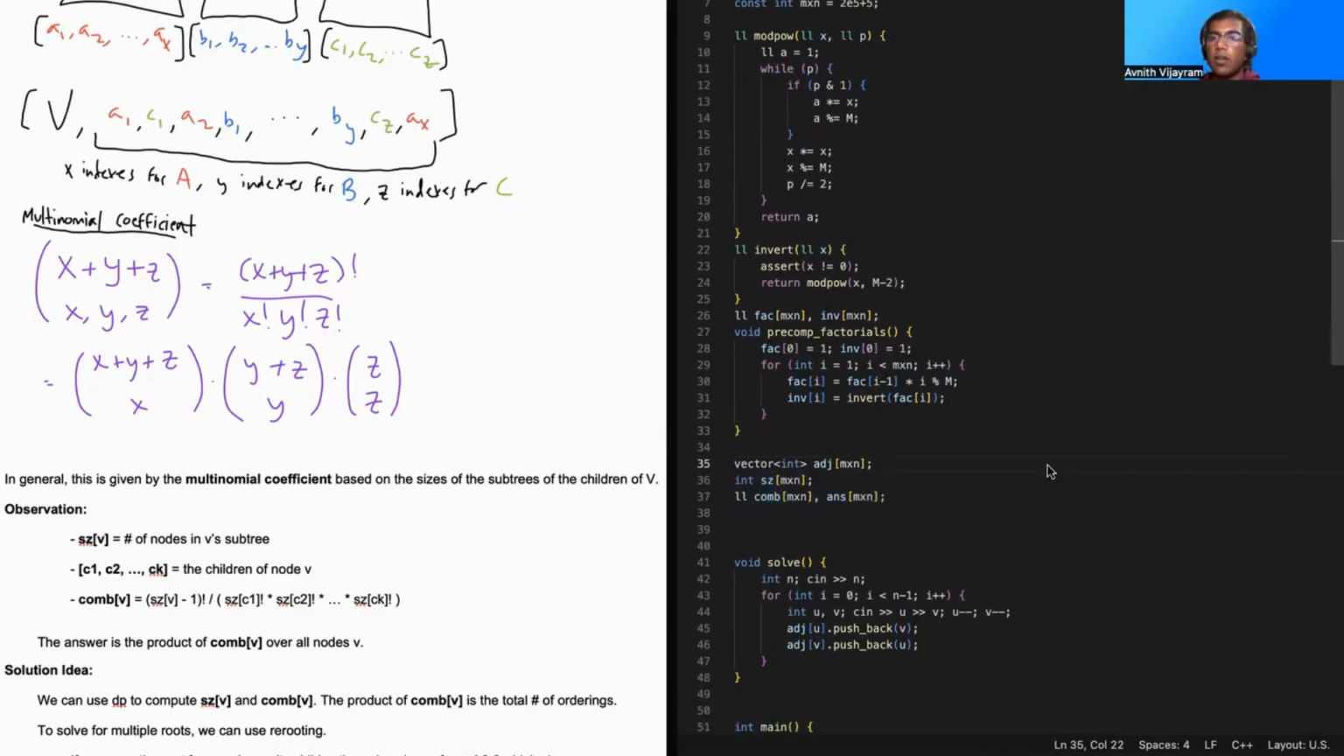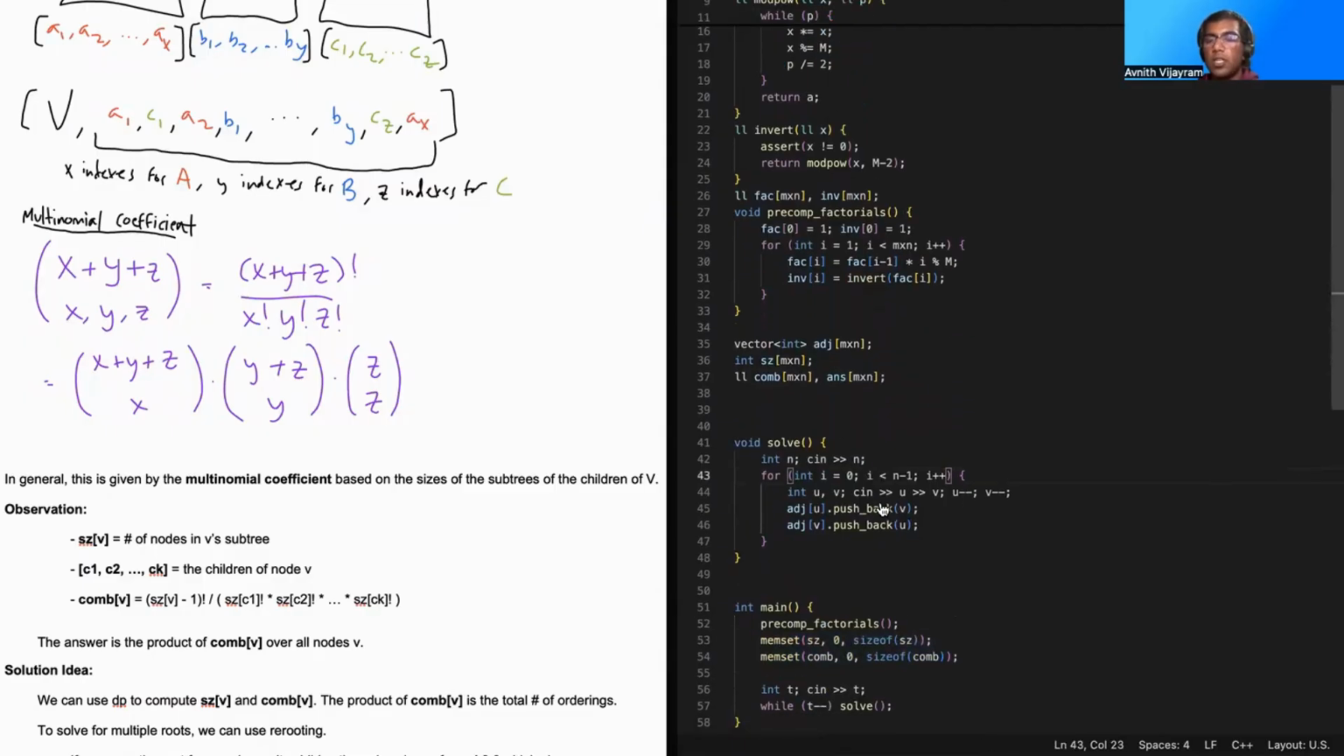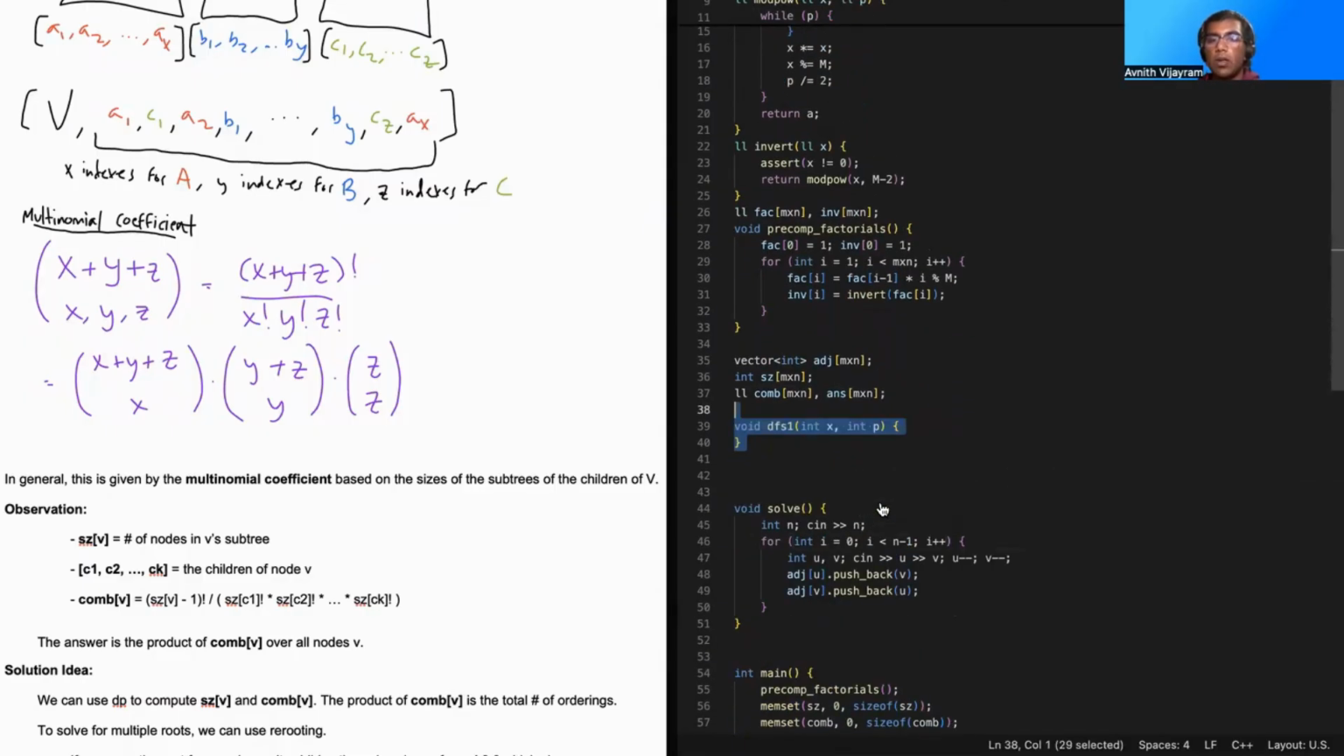Next, we'll declare the arrays that we'll use in our DP. So this, again, will store the size of each of the subtrees. This will store the multinomial coefficient at each of the nodes. And this will store the answer if the tree was rooted at that node. And yeah, initially this will be set to 0. And we can do our first DFS, which is the initial DP with the root at 1.